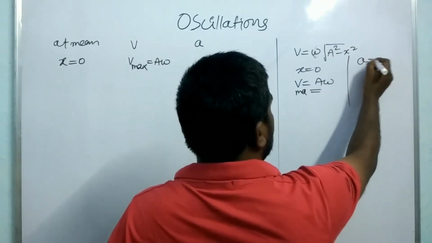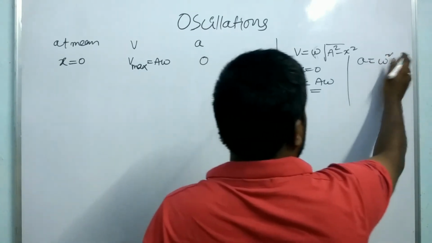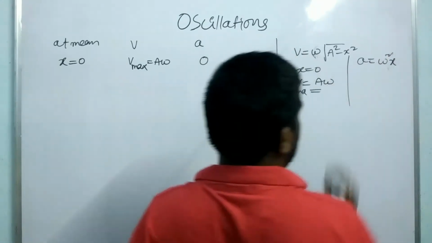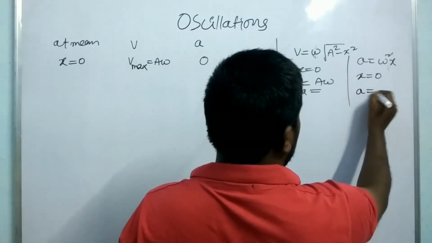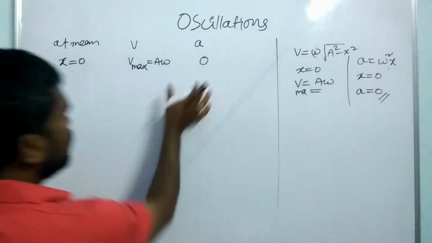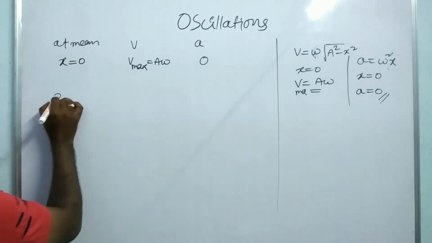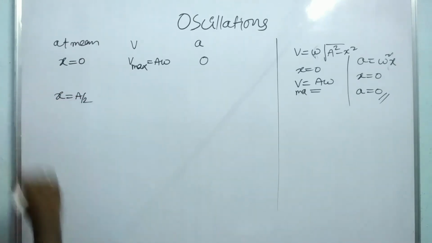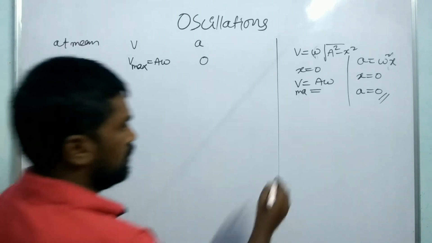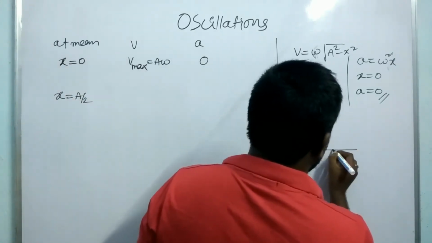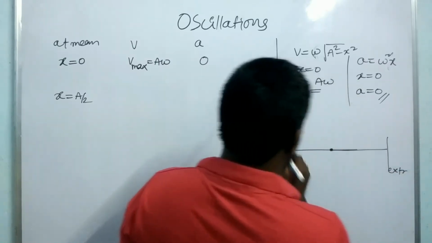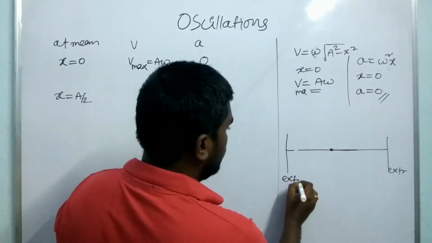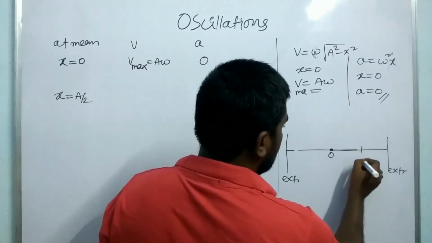Similarly, acceleration is equal to omega square x. If x is equal to 0, then acceleration is equal to 0. So this is the mean position. Where x is equal to A by 2, if x is equal to A by 2, the displacement of the particle. Suppose here this is one extreme and this is the other extreme. This is 0, and this is A by 2.